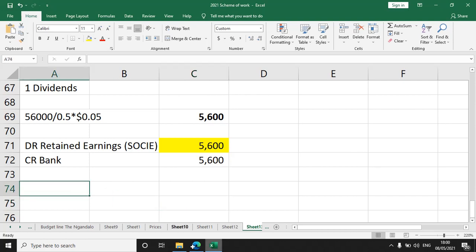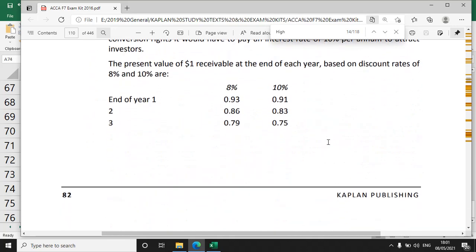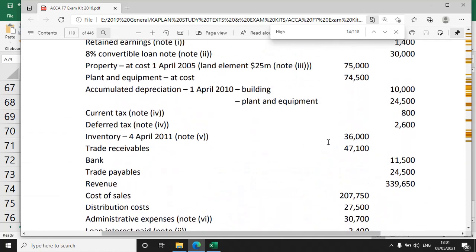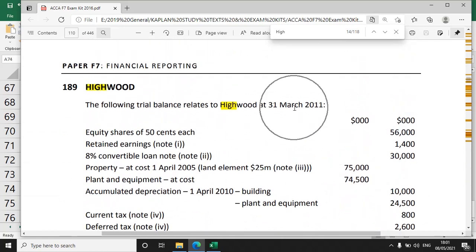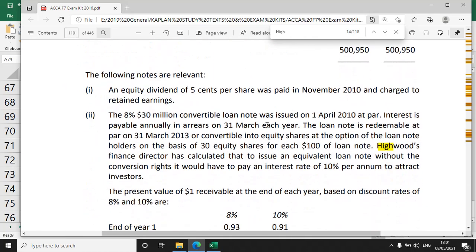Let us proceed. The next item is the issue of the convertible loan. We are told that, and of course this is Highwood, meaning there is a standard there. We are told that 8% of 30 million convertible loan notes were issued on 1st April 2010. And when are we reporting? When you see a date, you want to check when you are reporting. The date of reporting is normally given on top of your trial balance, 31st March. I hope that you can see that.